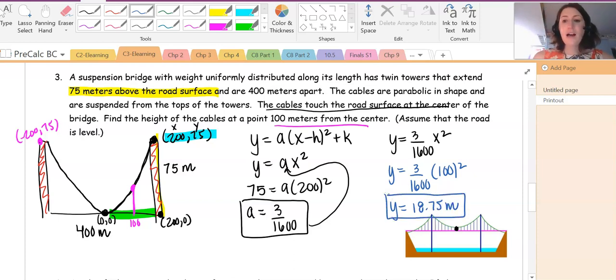Now if you decided to plug in negative 100, because that would be 100 meters in the other direction, if you look, you're squaring it, so you're going to end up with the exact same answer. So right up here at this point, we would be 18.75 meters tall. Fun! Okay, one more.